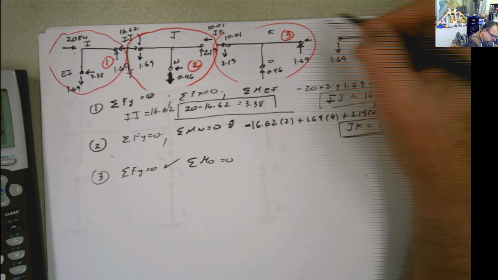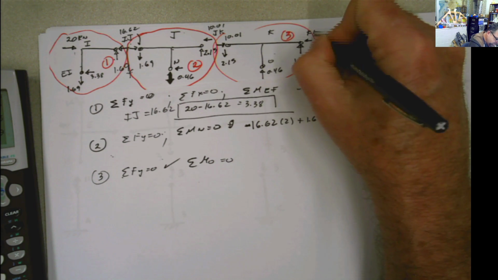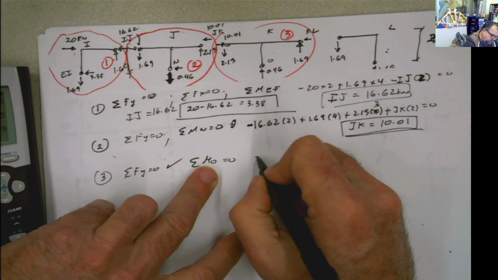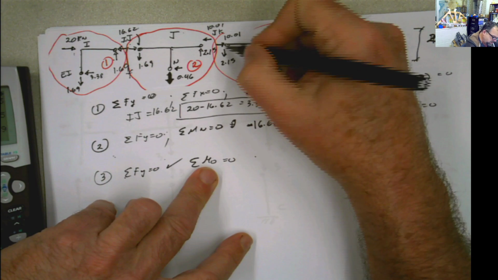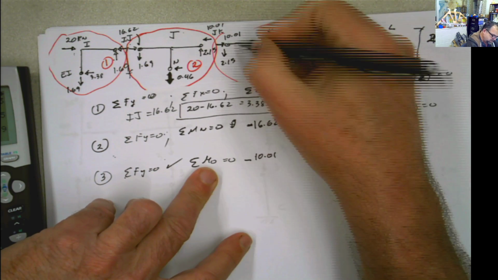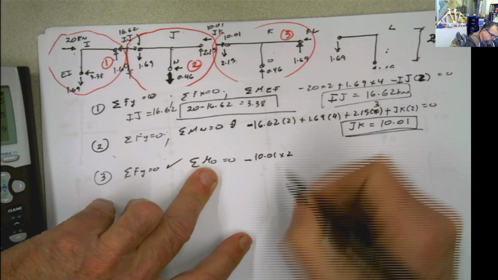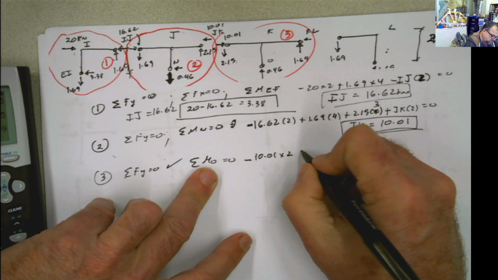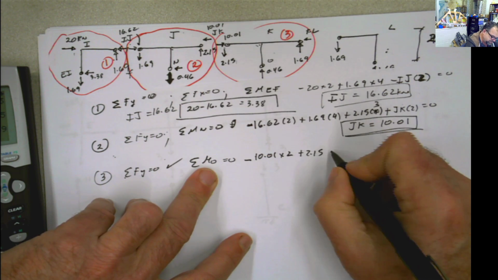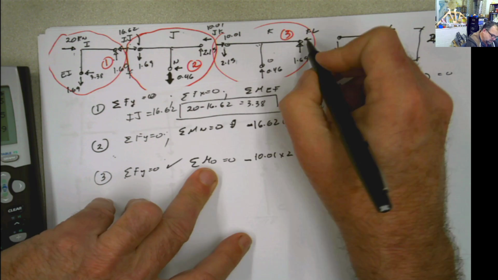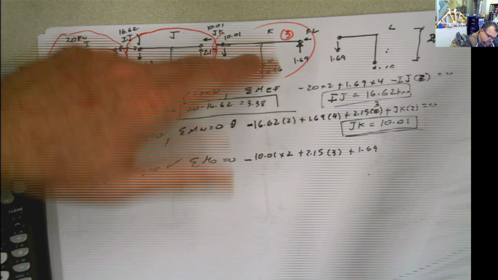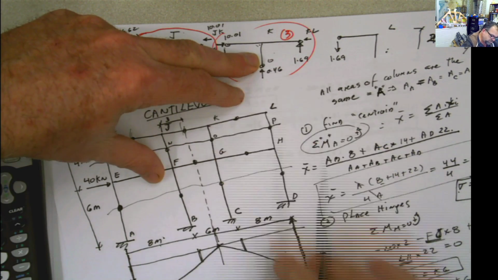We're going to put this force here, which is called KL. So if we do that, we're going to have, I'm tired, this is going to be 10.01 negative times the height, which is 2. Now plus 2.15. I'm not going to fall for that again. This distance is 3. Now plus 1.69 times half of that distance. Half of that distance is 4.